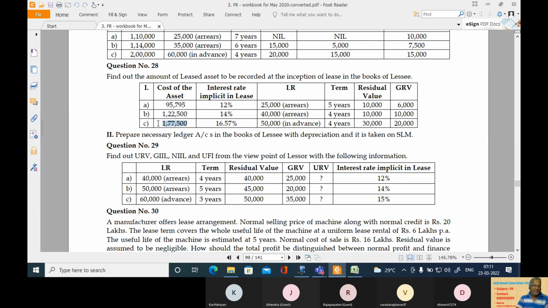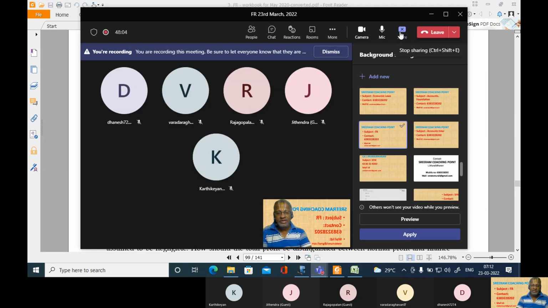So leave this cost of the asset, okay? You are provided with 16.57% as interest rate implicit in lease, 50,000 lease rental in advance, 4 years, 30,000 as residual value and 20,000 as guaranteed residual value. They mentioned find out the amount of lease asset to be recorded at the inception of lease in the books of lessee. So it is 28C. Ignore 177,500. Rest of the matter you got to take it up and do it now. Please try, and I will also be trying out simultaneously, but I will not share the screen.